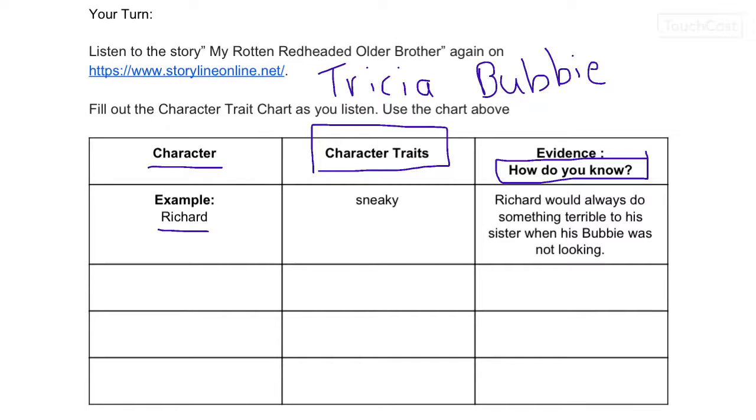I would like you to do 3 different character traits. You can do the same character 3 times, but I do challenge you to maybe try to do 1 for each character. Okay? So once again, listen to My Rotten Red-Headed Older Brother, but today you're going to be looking for character traits. Take a look at that, and I will be excited to see what you have to share when we are on Zoom together.